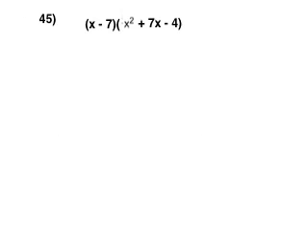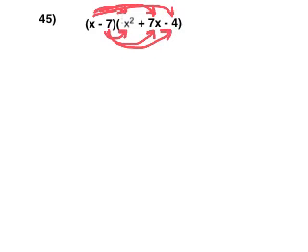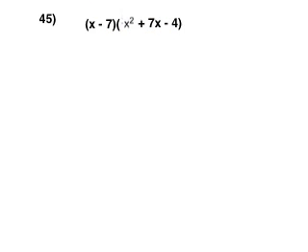Number 45. Now here you can notice we have a binomial times a trinomial. Again, the same thing holds. We're going to distribute the x over all 3 of these, and the negative 7 over all 3. Don't feel funny about making products out of the whole thing.